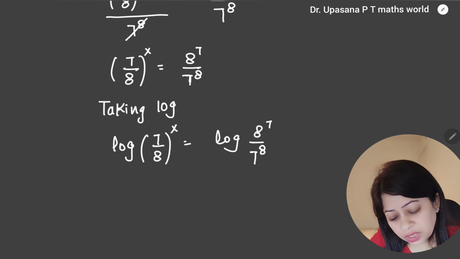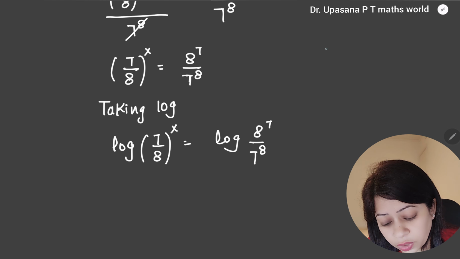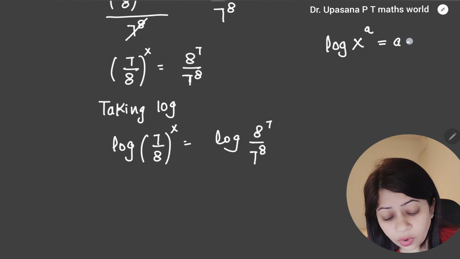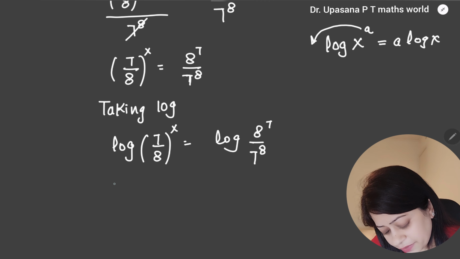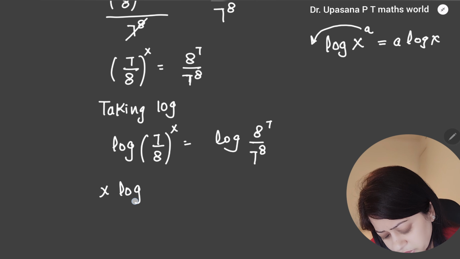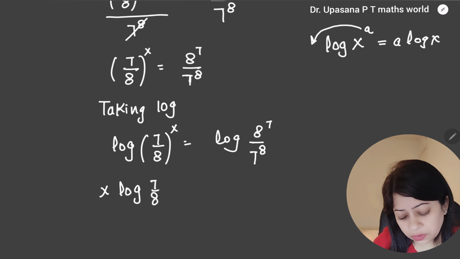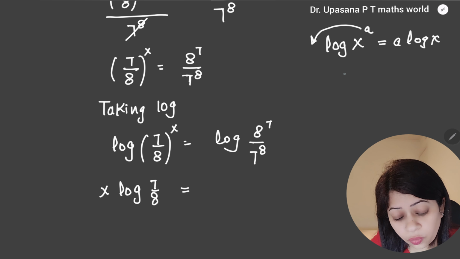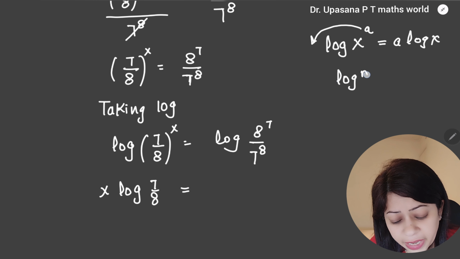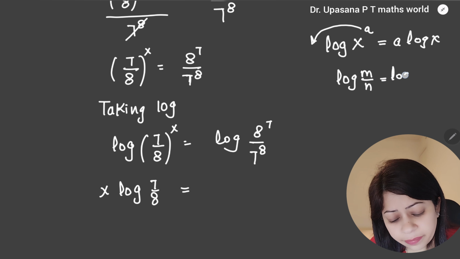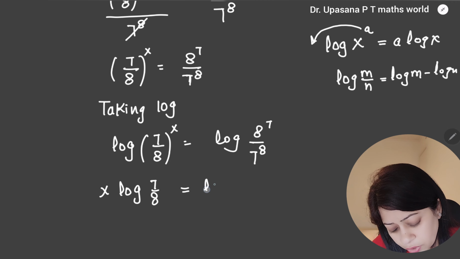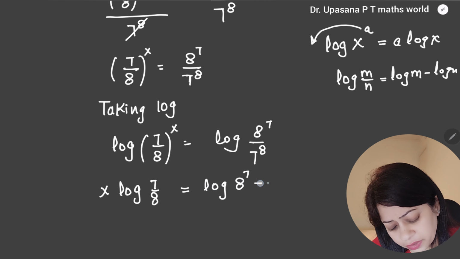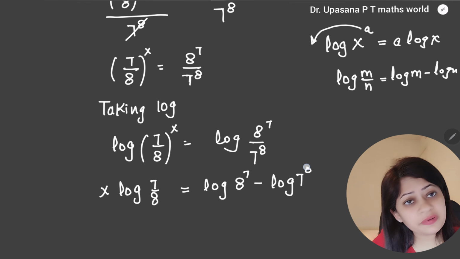Now I will tell you some tricks of log. So log x raised to power a can be written as a log x. This power comes here. Okay, so that means the left hand side will become x log 7 by 8, right? Equals. Now whenever we have log m by n, we can write it as log m minus log n. So this is log 8 raised to power 7 minus log 7 raised to power 8.